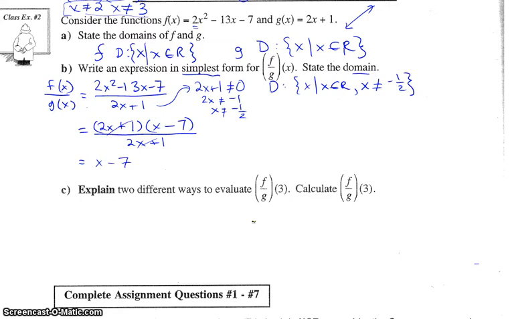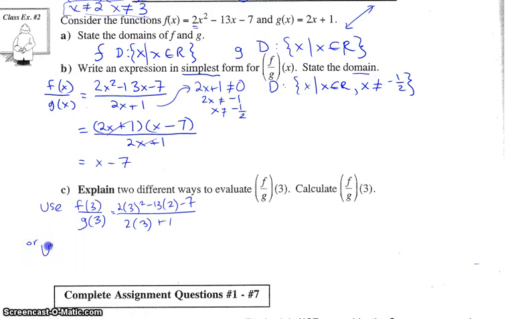Okay, continuing on with this example, explain two different ways to evaluate f divided by g at 3. You could use f at 3 divided by g at 3, which means you would substitute 3 in for x in f of x, like 2 bracket 3 squared minus 13 times 2 minus 7 all over 2 bracket 3 plus 1. That would be one way to do it.